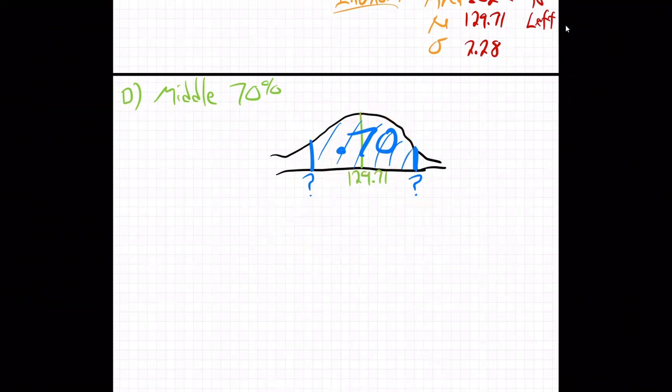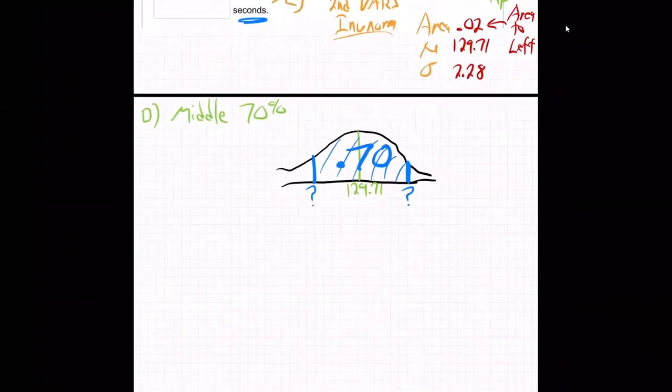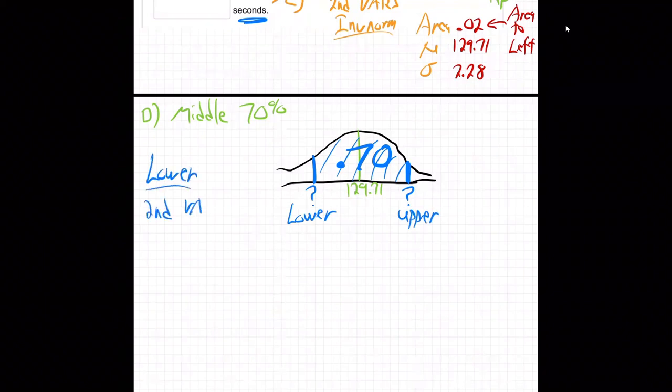How are we going to find it? Well, if we go to the notes, it's going to be inverse norming. And why? Because they're giving us a percentage, right? They gave us 70%. So it's inverse norm, area left, middle, standard. Okay, so let's first find, this is the lower, this is the upper. So let's first find the lower. How do we find that? We're going to go second, vars, inverse norm, right? And then it's going to say area, mu, sigma. Now, what does that area mean? To the left. Remember, it's area to the left.